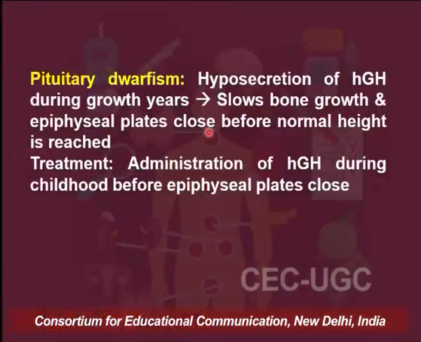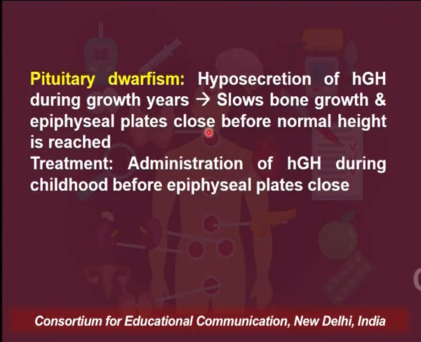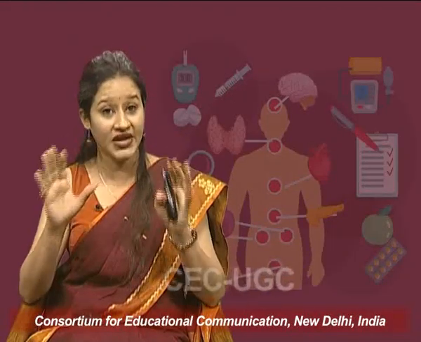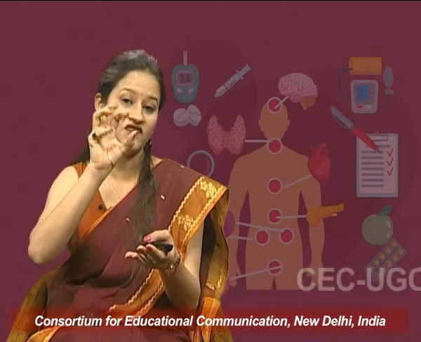growing stages of life. So when the growth phase is there, if there is deficiency of growth hormone, it would slow down the bone growth, and what will happen is the epiphyseal plates will close much before the normal height is attained. So this will lead to a short stature of a person, but it can be prevented if diagnosed at the right stage. It can be prevented. You can administer the growth hormone, but it should be before closing of the epiphyseal plates during the childhood stage.